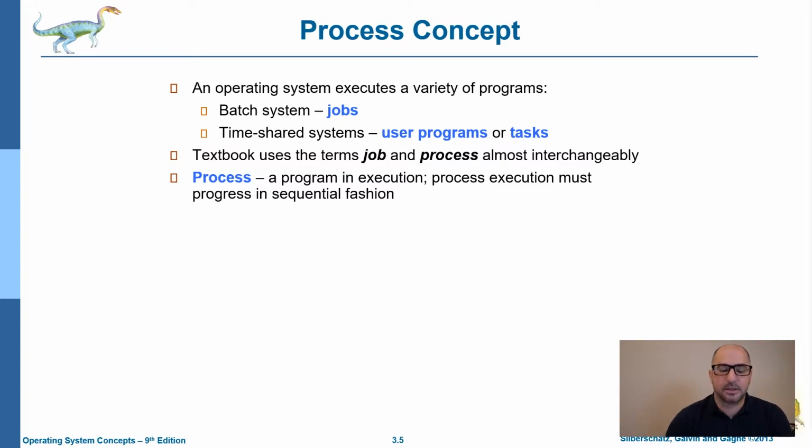So a process is a program in execution. And we say that a process executes in a sequential fashion here. What that means is that it has a start and an end. There may be multiple loops, there might be control flow, but the idea is that the process will at some point terminate.